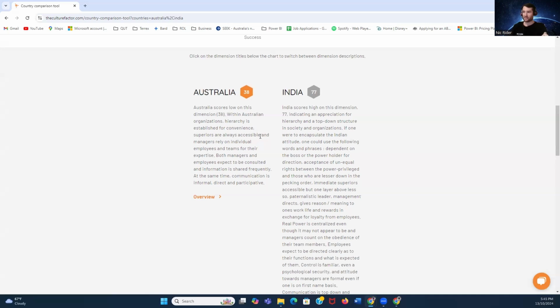Superiors are always accessible, and managers rely on individual employees and teams for their expertise. Both managers and employees expect to be consulted, and information is shared frequently. At the same time, communication is informal, direct, and participative. So everyone participates, everyone communicates, and there is a bit more transparency, I guess. And that once again comes back to Australia being a democracy, with a little bit more transparency and communication, and the manager is typically more accessible.